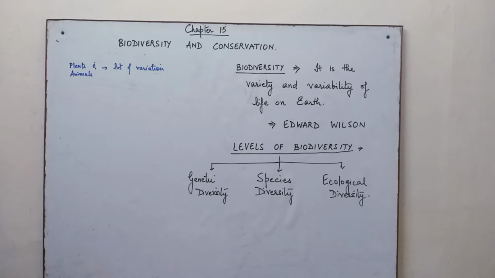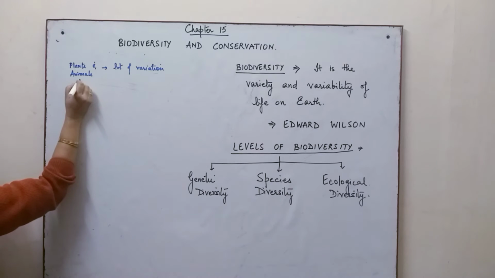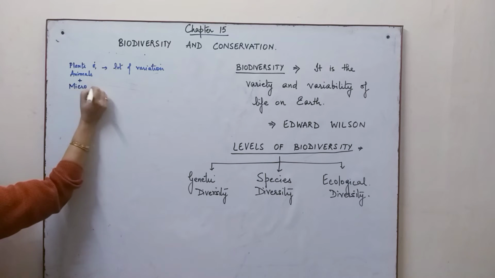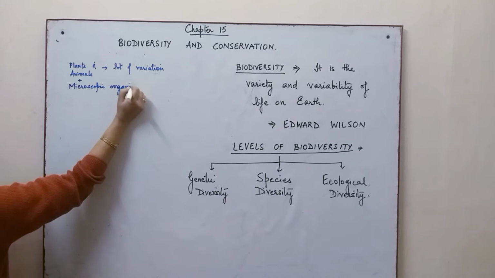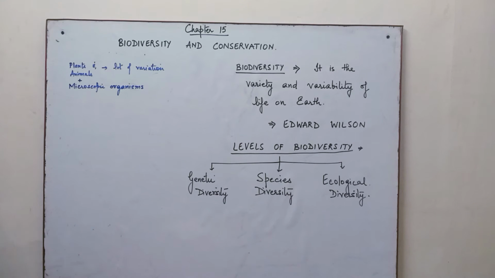They have different types of habitat they are living in, and we find different shapes and sizes. So we find there are several kinds of variations in different aspects. Besides this, there are millions of microscopic organisms. The microscopic organisms are also thriving on this planet, and the microscopic sized organisms also are in millions.